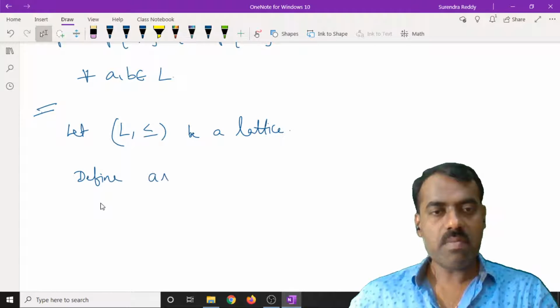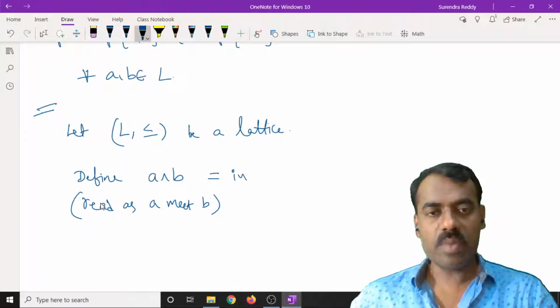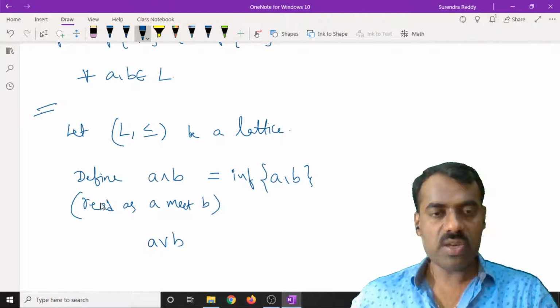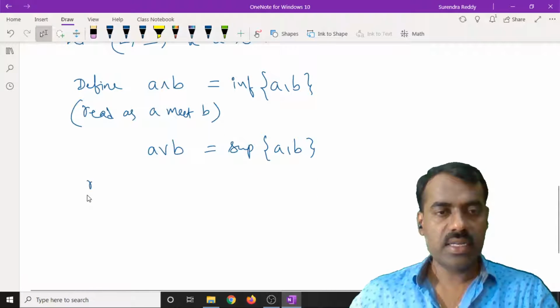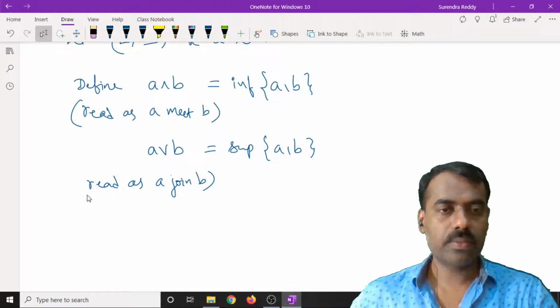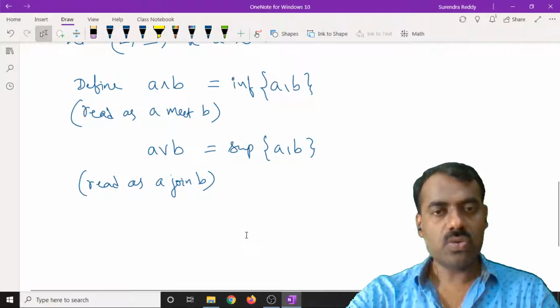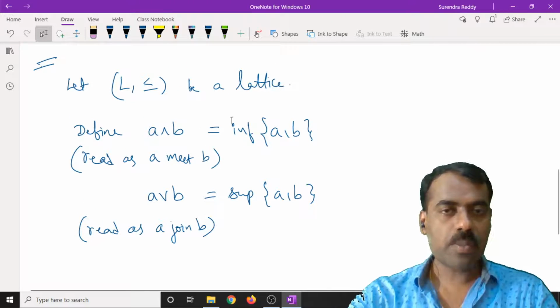Define A meet B, read as A meet B, as infimum of A comma B. Similarly, define A join B as supremum of A comma B, read as A join B. So with respect to these two, we can check that this operation meet and join are actually binary operations if it is a lattice.